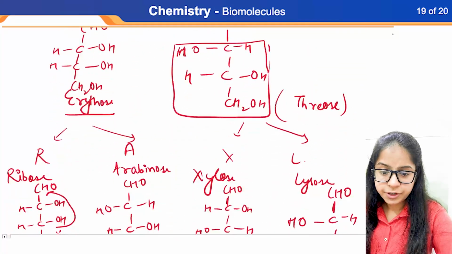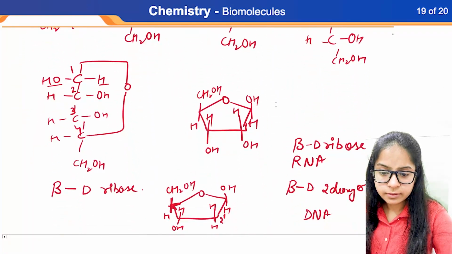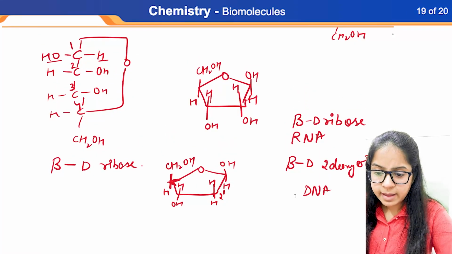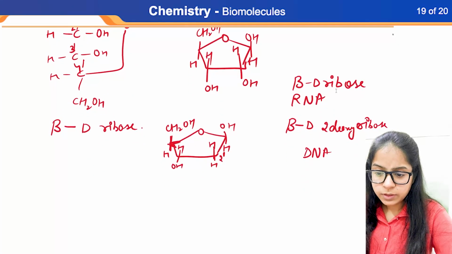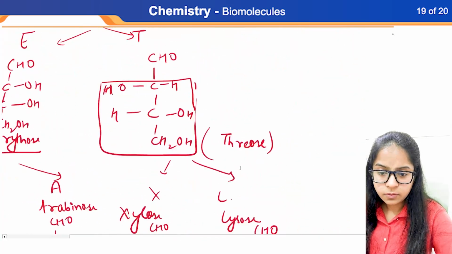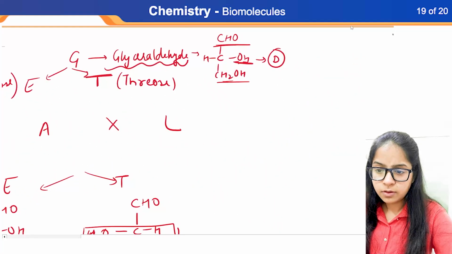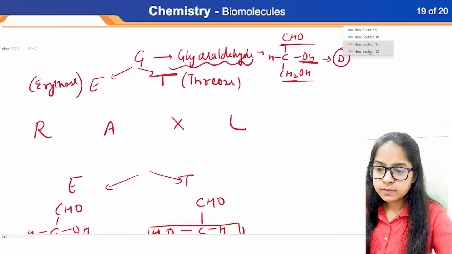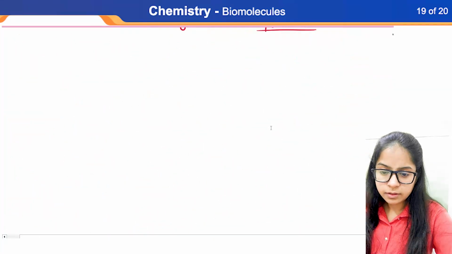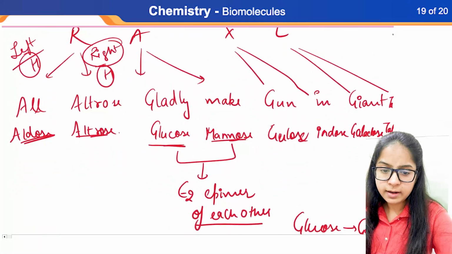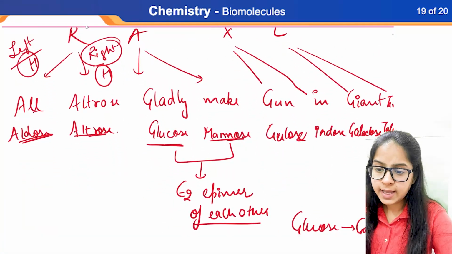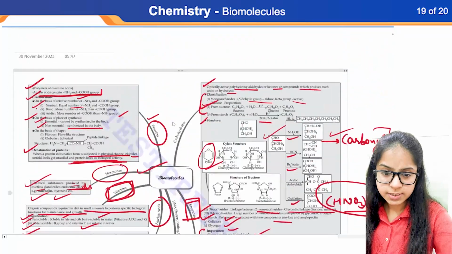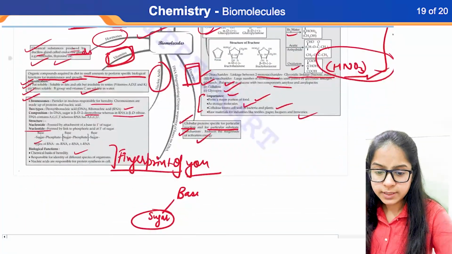Next one is the tricks, some of the tricks to give you an idea how to form the beta D ribose and beta D 2-deoxyribose. You can know how to form the structures. Sometimes they can ask the structures too. That's why I'm saying. I told you regarding all altrose gladly make gum in giant tanks. These are some of the important structures that I want to discuss.